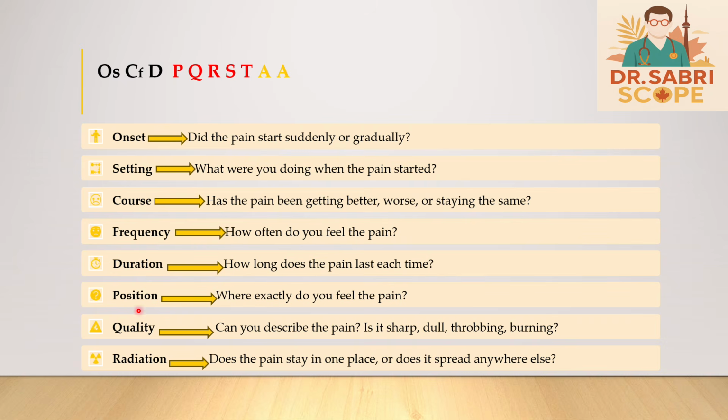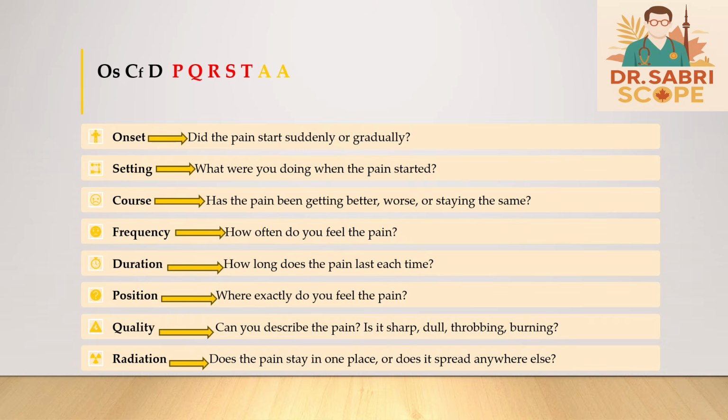The next P will be for position. We will ask the patient if they can point to the pain or show us the location. The next Q will be for quality. If we ask this question to the patient, it can help us determine the source of the pain. We can ask them to describe the pain or how the pain feels. Is it sharp, throbbing, or any different kind of pain?